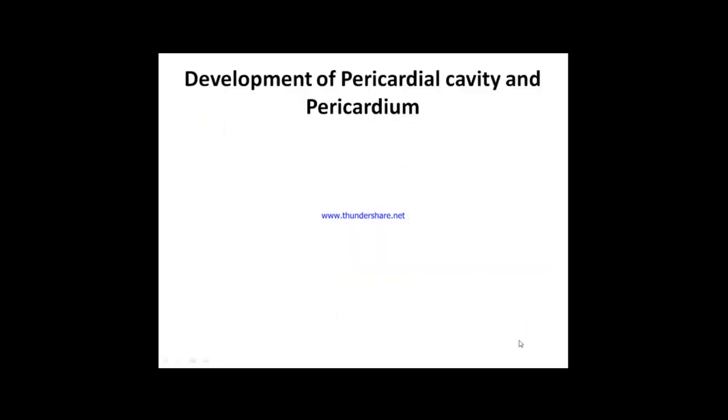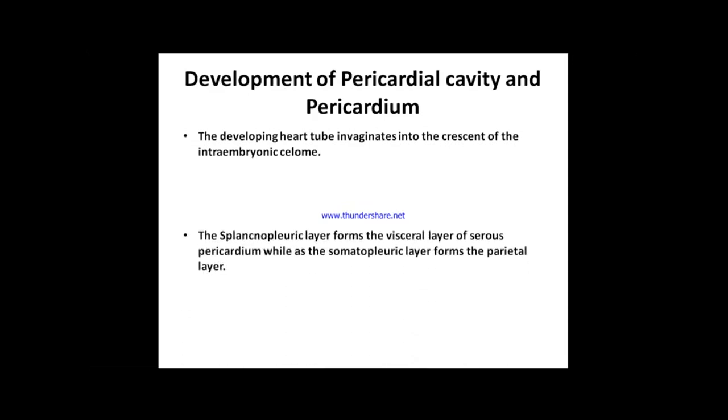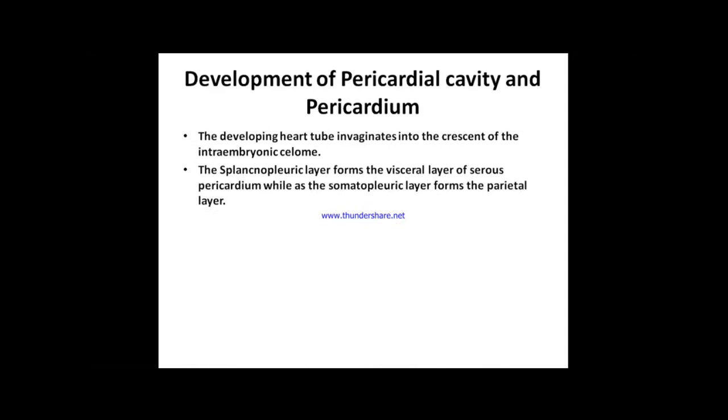Now let's discuss the development of the pericardial cavity and the pericardium. The developing heart tube invaginates into the crescent of the intraembryonic coelom. The cardiogenic area where the heart tube is formed, cephalic to the buccopharyngeal membrane, lies just below the summit of the intraembryonic coelom. So this heart tube invaginates into the coelom. The splanchnopleural layer forms the visceral layer of the serous pericardium, while the somatopleural layer forms the parietal pericardium.